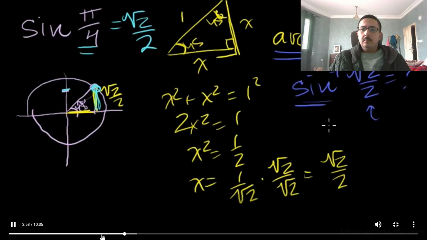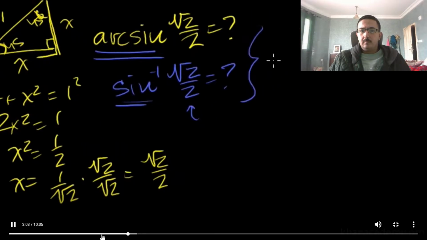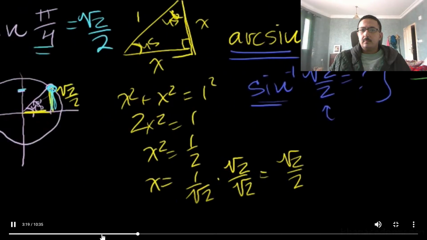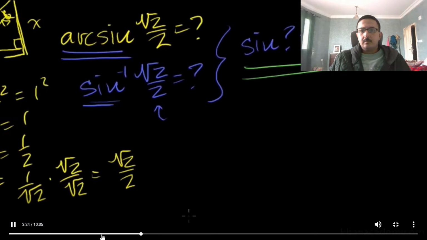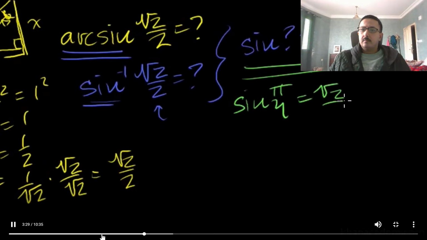I could rewrite either of these statements as saying sine of what is equal to the square root of 2 over 2. And this, I think, is a much easier question for you to answer. Sine of what is square root of 2 over 2? Well, I just figured out that the sine of pi over 4 is square root of 2 over 2. So my question mark is equal to pi over 4.